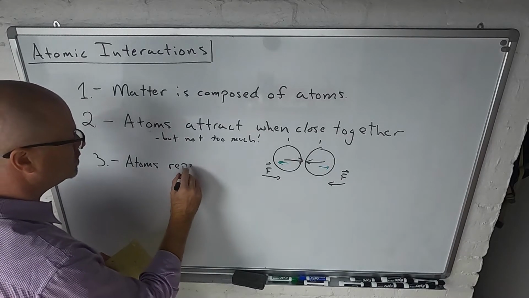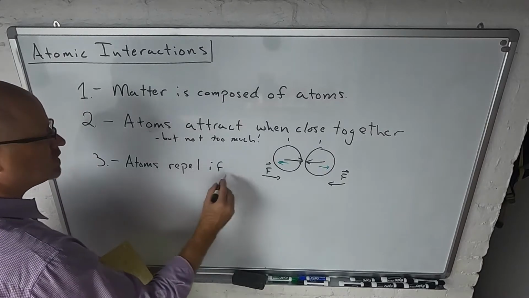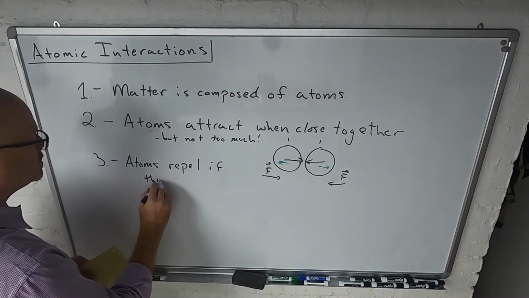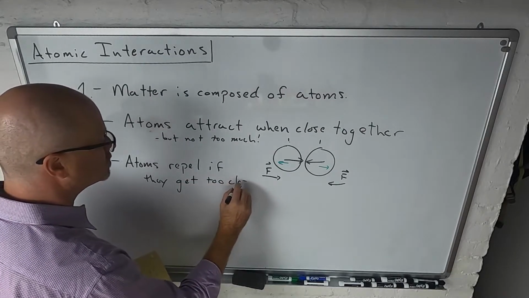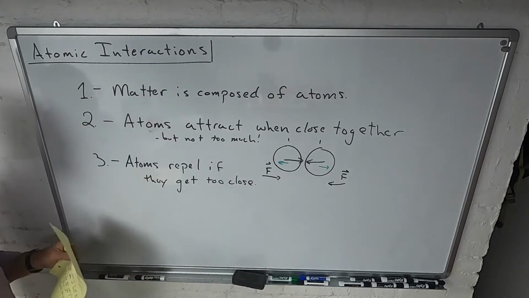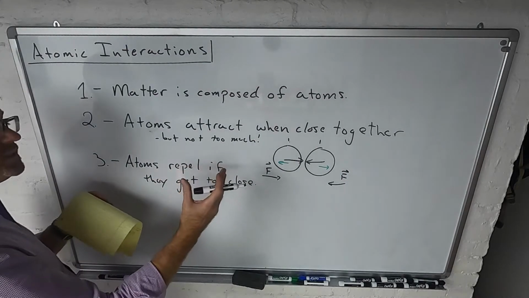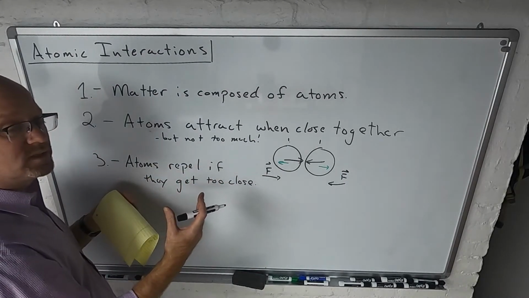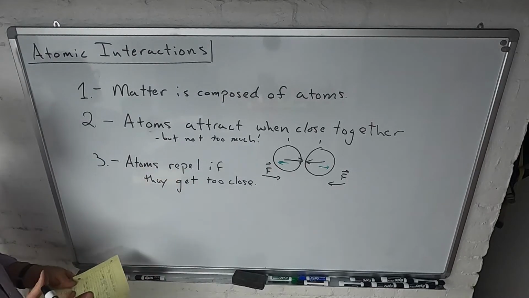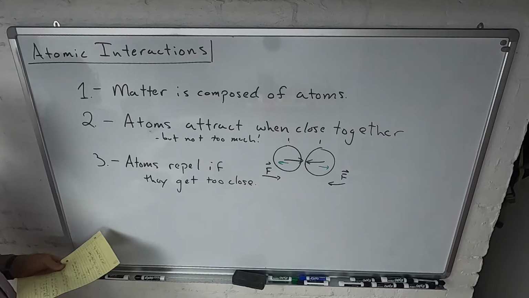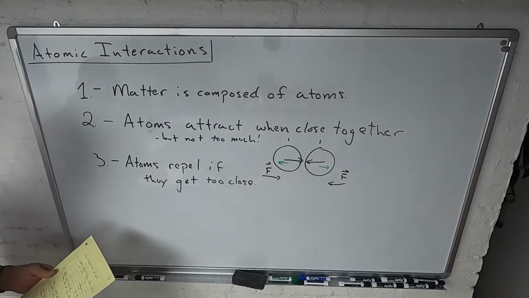So, the third principle is that atoms repel if they get too close. And so there's this balancing act between wanting to be together. They want to condense to form an object, a molecule. But if we try and push them too close together, they start to push each other away. They can't occupy the same space.